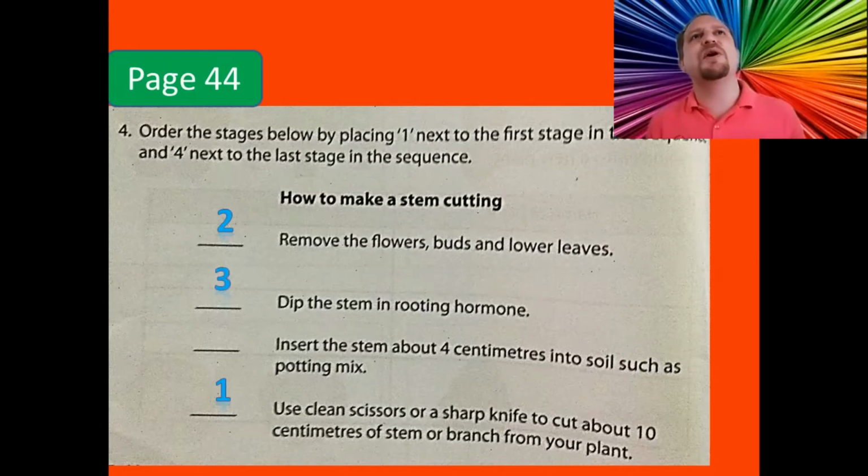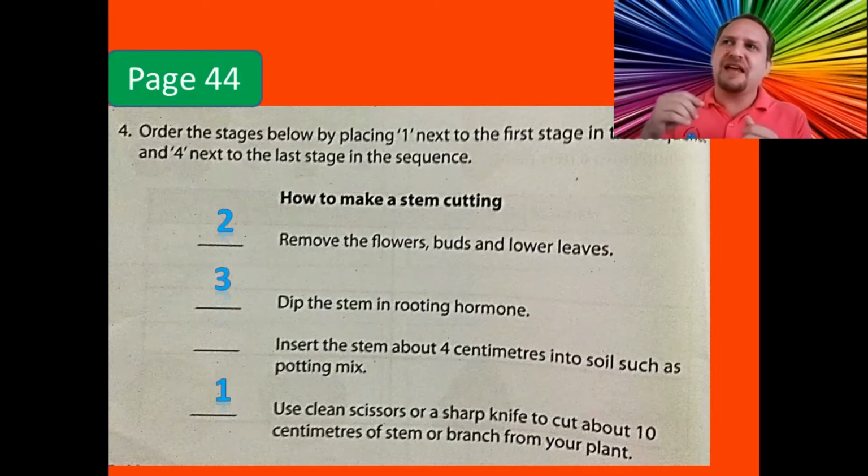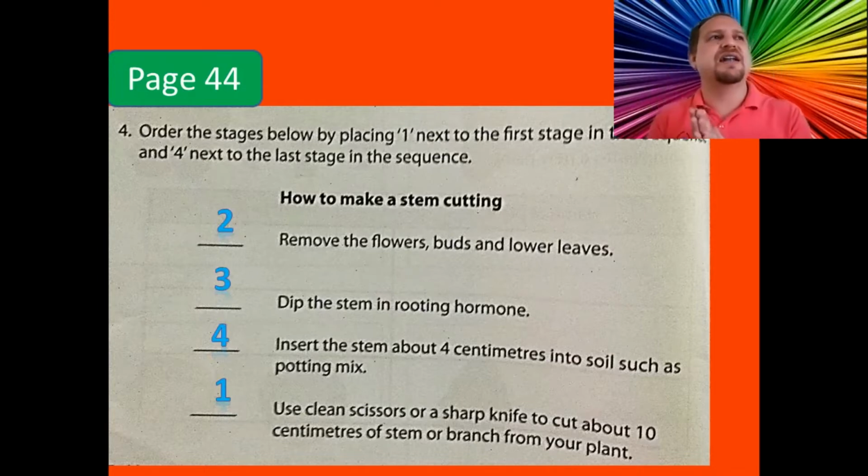What is rooting hormone? Well, if you remember back to Teacher John's video about air layering, the black liquid I had in a bottle, that was like plant nutrients. You could consider that the same as a hormone, okay? And number 4, insert the stem about 4 centimeters into soil, such as potting mix. Potting mix is just a mixture of soil and other things that help the plants to grow, like coconut fiber is excellent, and wood chips, okay, are very good too. Okay, excellent. Let's go on.